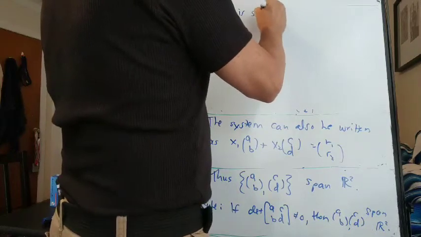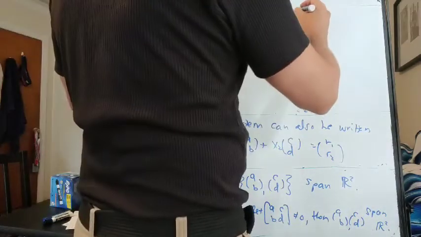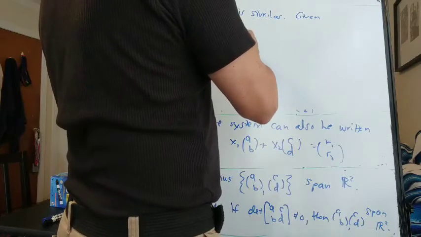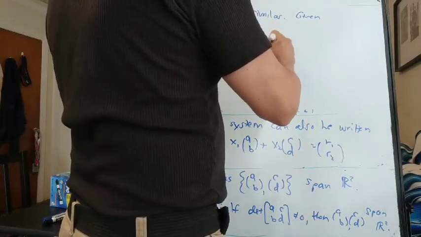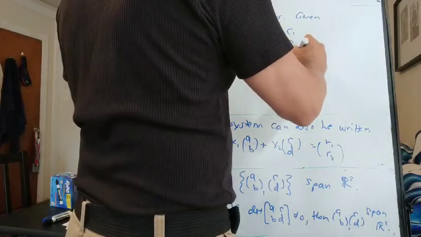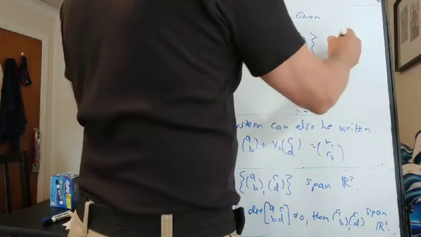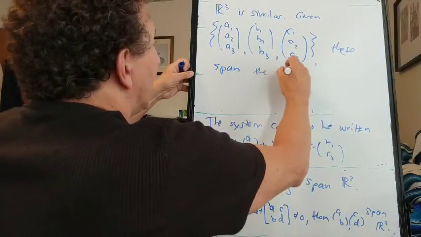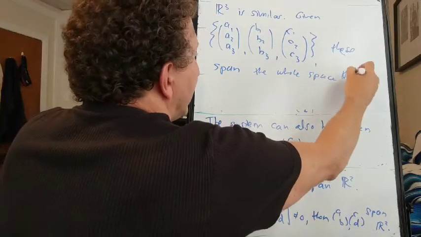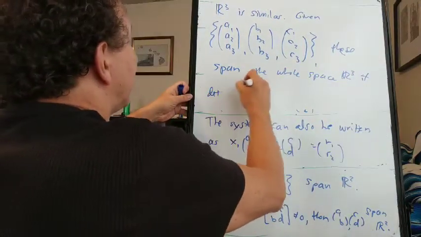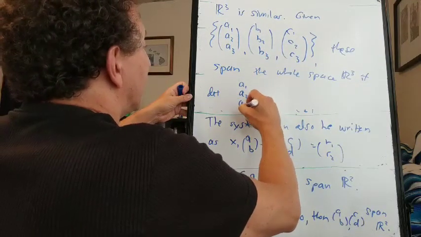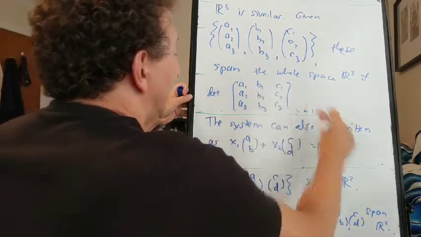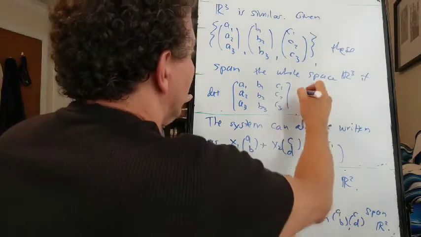Now R3 is similar. If we're given, let's say, (a1, a2, a3), (b1, b2, b3), (c1, c2, c3), these span the whole space R3 if the determinant of the matrix with rows (a1, a2, a3), (b1, b2, b3), (c1, c2, c3) is not 0.